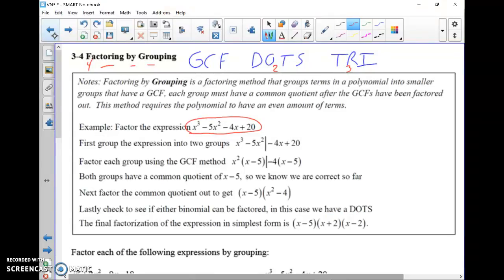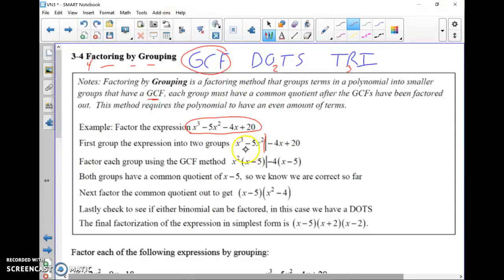So anyways, 4 terms. Factor by grouping is a method that groups terms in a polynomial into 2 smaller groups and uses GCF. So we're actually going to do some GCF factoring in the factor by grouping process. What you do is when you have your 4 terms, the first step is you draw a line right down the middle. You cut it in half. And you make it 2 terms on the left and 2 terms on the right. And then you factor each side using GCF.